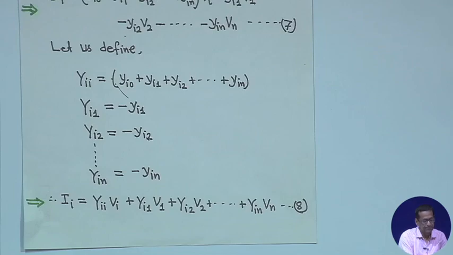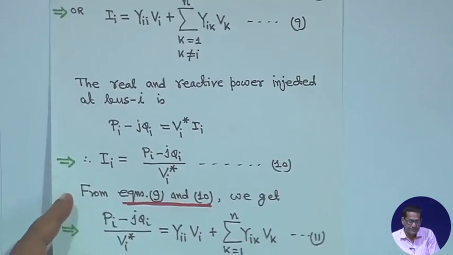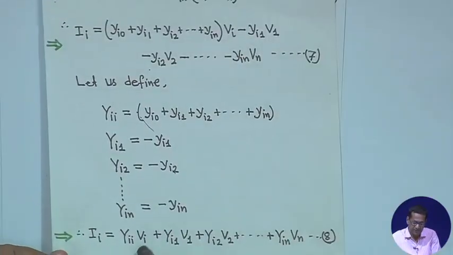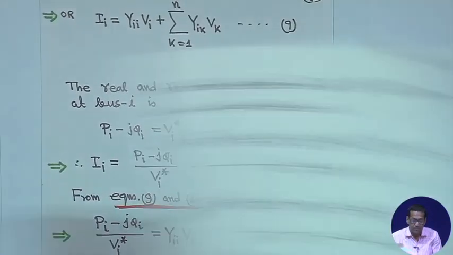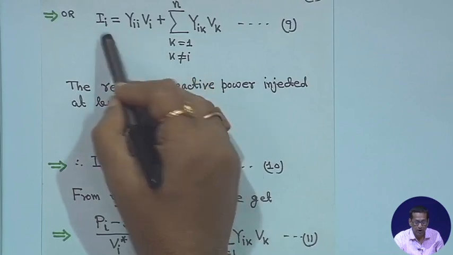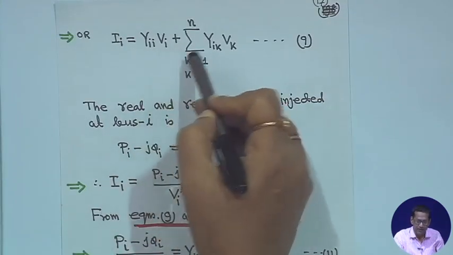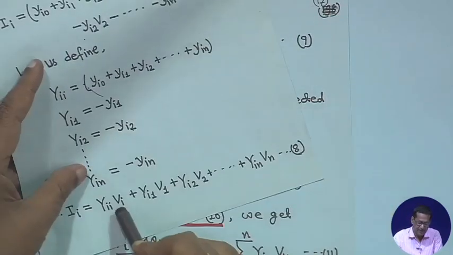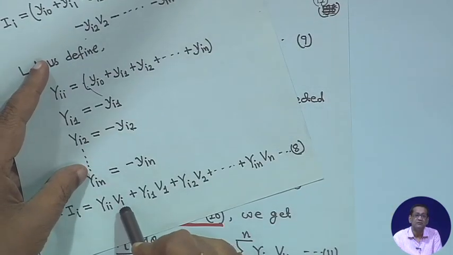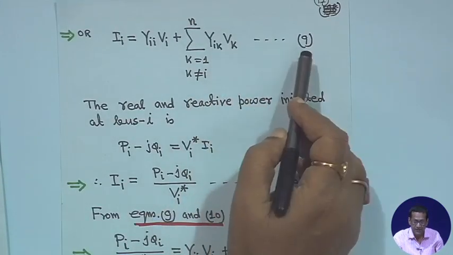Next, this equation you can write as capital I_i is equal to capital Y_ii V_i plus the sum over k is equal to 1 to n, k not equal to i, of Y_ik V_k, because the Y_ii V_i term we have written outside of this summation. So, that is why k not equal to i, Y_ik V_k.